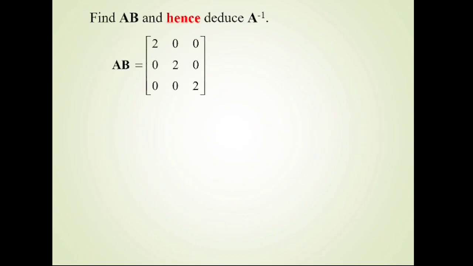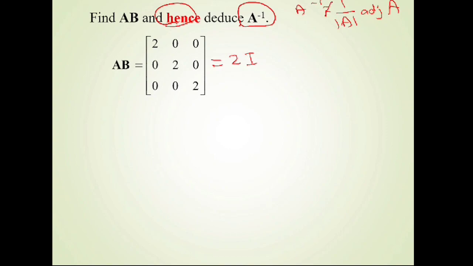So since AB is equal to 2 0 0, 0 2 0, 0 0 2, this looks like 2 multiplied with the identity matrix. Why do we have to change this AB matrix to be 2I? Well, that's because you want to answer the next question, hence deduce A inverse. This means we cannot use the formula of A inverse equal to 1 over determinant times adjoint matrix A. You cannot use this formula because of the word hence. So you have to use this information, which is AB equal to 2I.